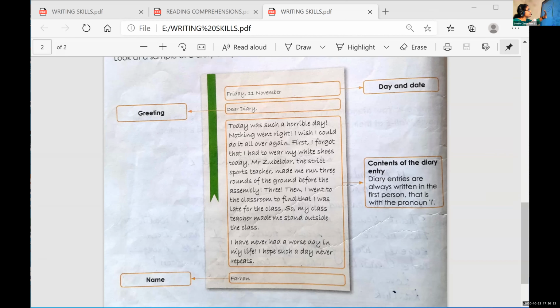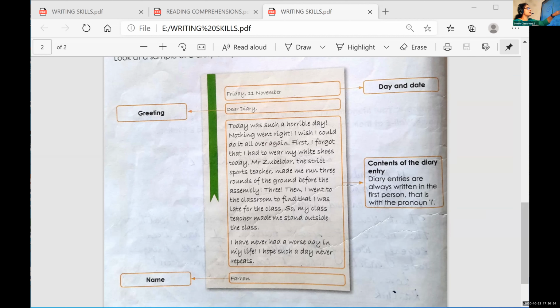So look at the format. What comes in the format? The day, the date, and the month. After that, dear diary. Then you have to write the content of the diary. And last, the name is written. This is how the diary is written.